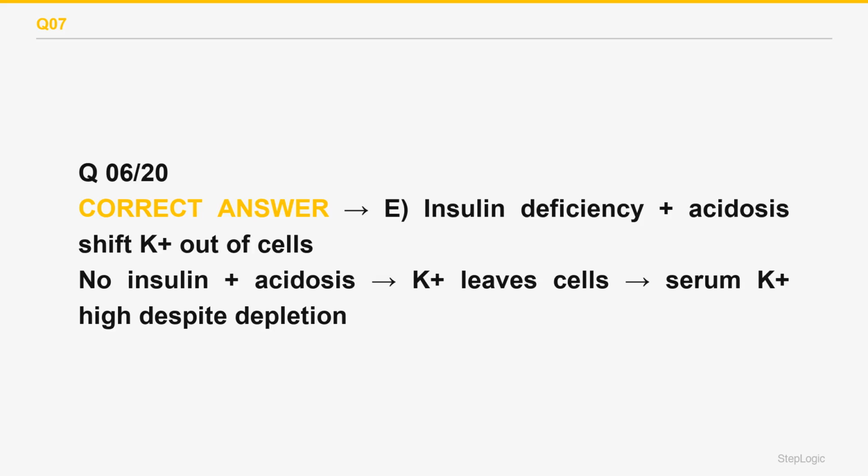The correct answer is E. This is why managing DKA requires close potassium monitoring. Once you give insulin, potassium rushes back into cells and the serum level can plummet, risking dangerous hypokalemia and arrhythmia. You must replete potassium as you treat. The serum value masks the true total body deficit: a transcellular shift, not a true surplus.